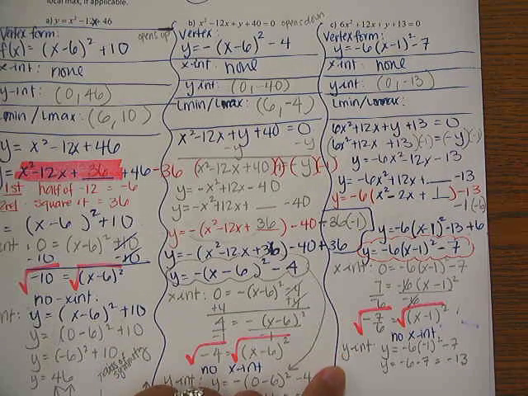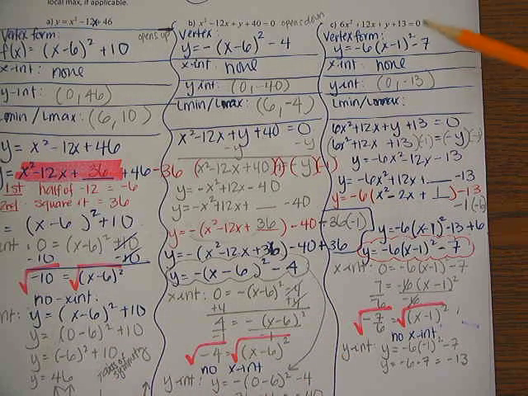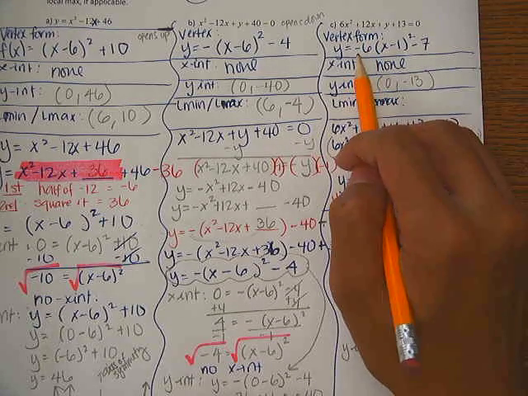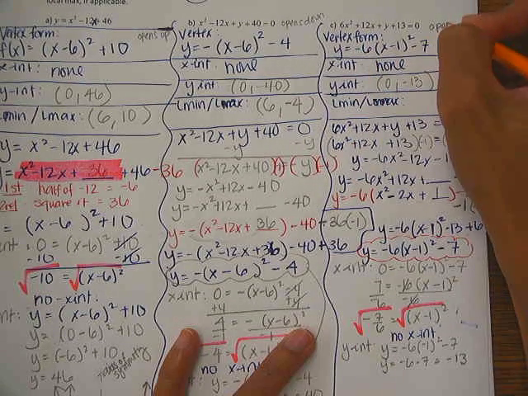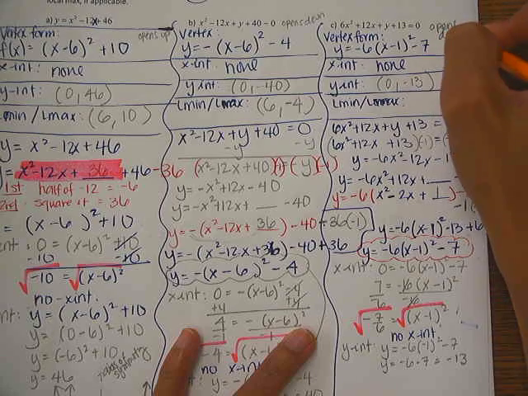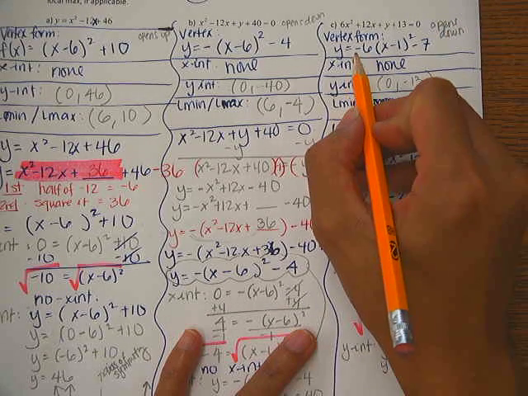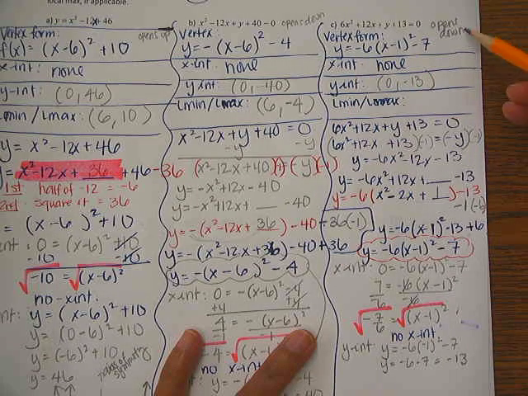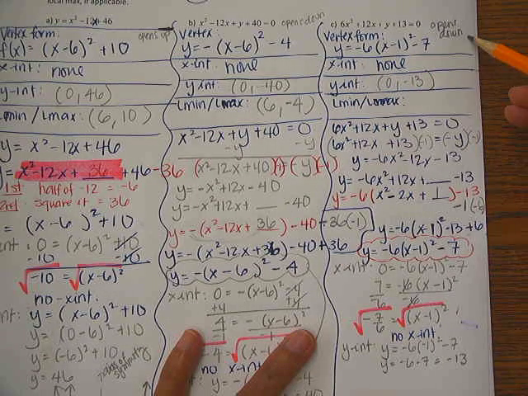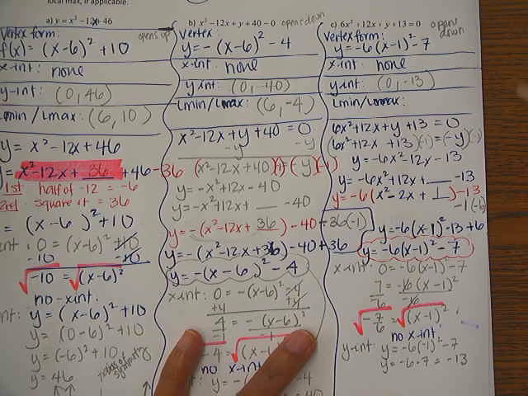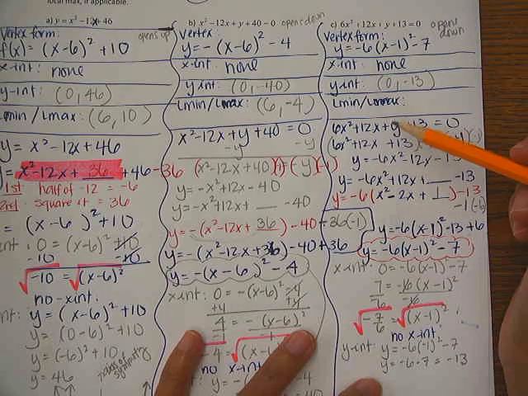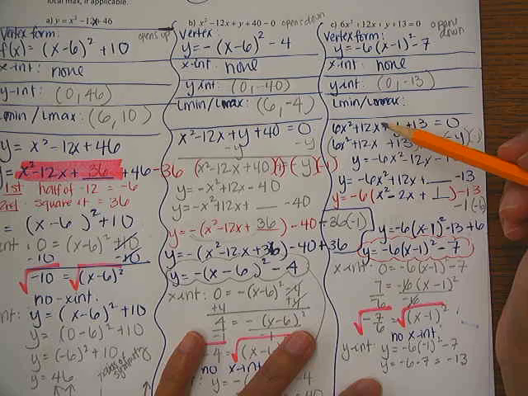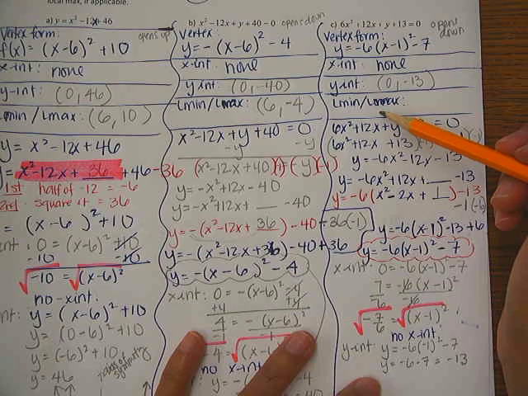Okay. So now let's talk about how does it open? Does it open up or does it open down? Because we have a negative, this one opens down, which makes sense because if you were to reflect it over the x-axis, it is now opening down. It opens down, so now we would have a local min or local max. You would have a local max, so make sure you circle local max.